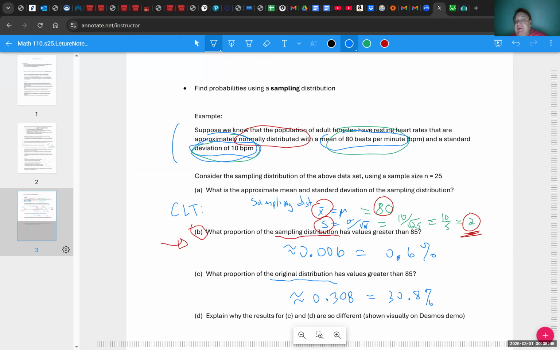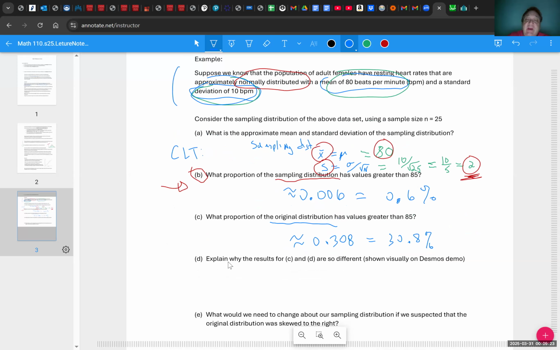Right. So you can see that if I look at the original distribution, which is just one person at a time, and try to see what is the proportion of the data points that have a value greater than 85, the answer is almost a third, 30.8%. But if I look at the sampling distribution, which is the mean of 25 women at a time, the chance that they, as a group, will have a mean greater than 85 is less than 1%, 0.6%. So why are these so different, right?